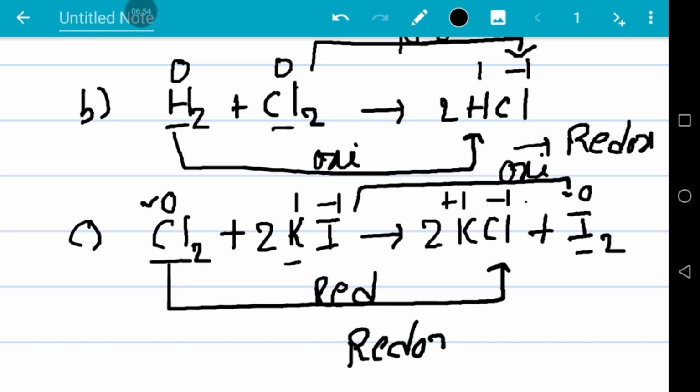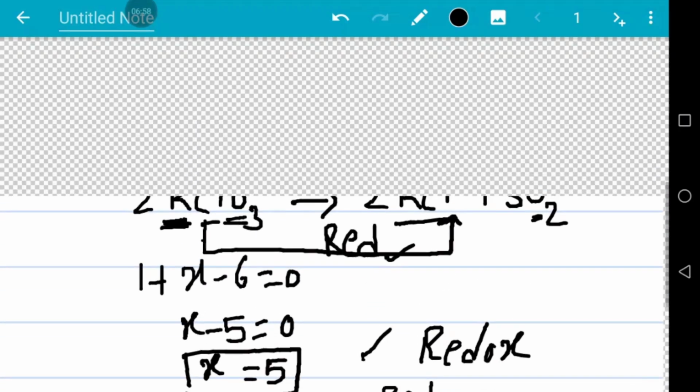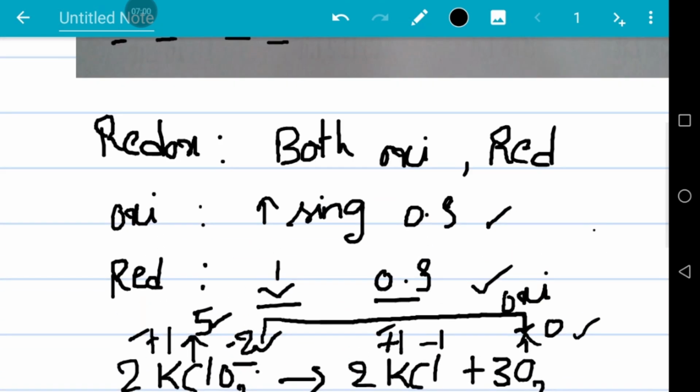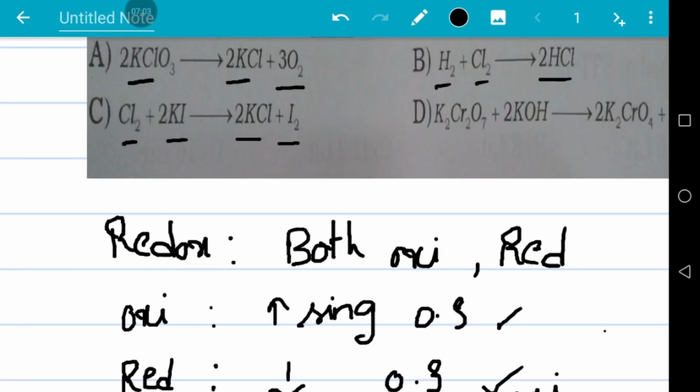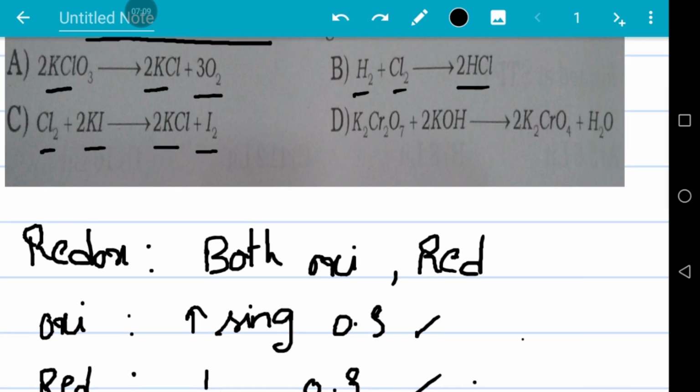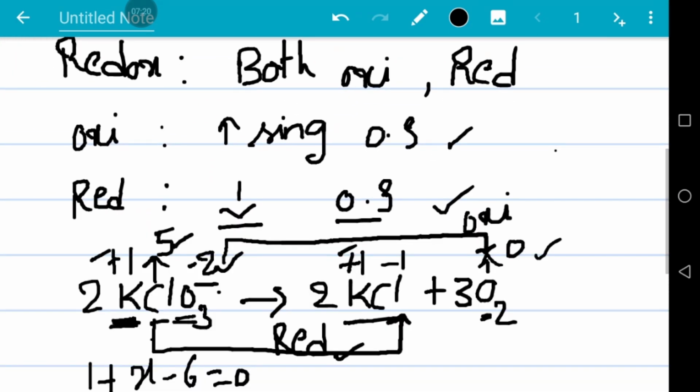So options A, B and C are all redox reactions. Now they are asking which is not a redox reaction. So now observe the fourth option, that is K2Cr2O7 plus 2KOH gives rise to K2CrO4 plus H2O. This is the equation.